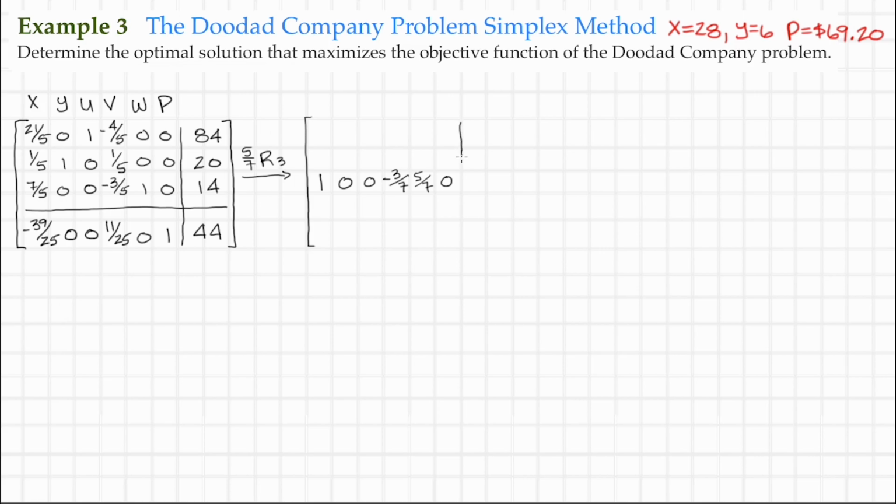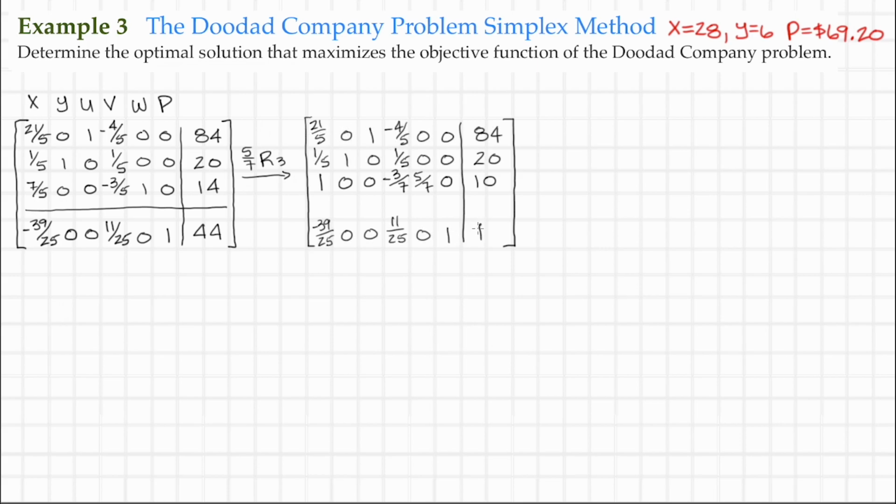Bring down our vertical bar. 14 times 5/7 is 10. Close off our bracket, and we fill in the rest. Put in our horizontal line. And as you can see, we now have 1. Now we could target any one of these elements. How about if we start with this one?